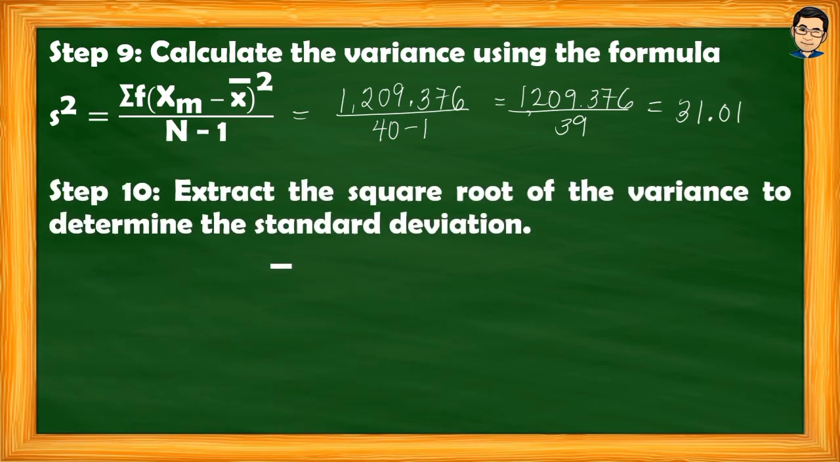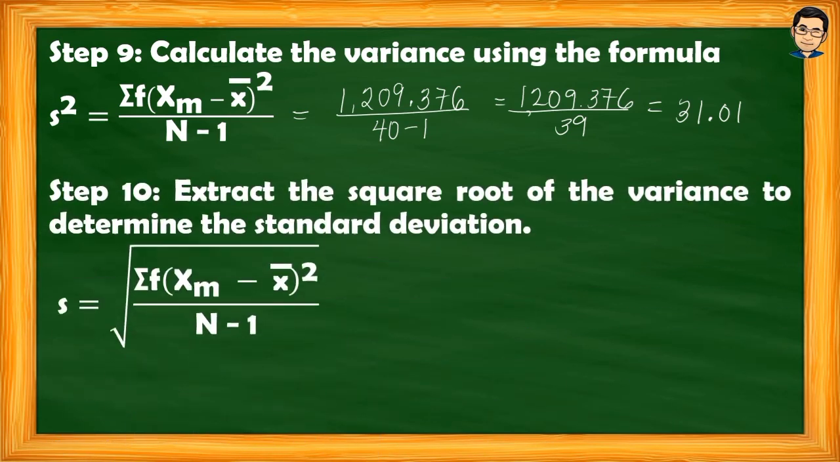Next, extract the square root of the variance to determine the standard deviation. So, yung nakuha nating value, square root natin, 31.01. So, square root of 31.01 will have approximately equal to 5.57. Okay, so yan yung standard deviation kung gaano kalalayo yung mga grades ng mga students. Sulat natin dito, S is equal to 5.57.